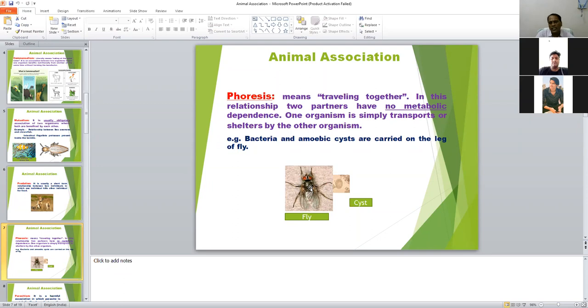It is simply shelter and transport of the organism. This is known as phoresis.